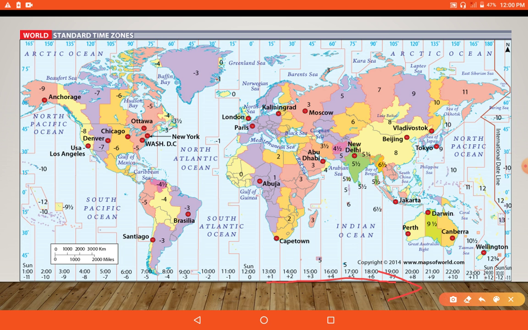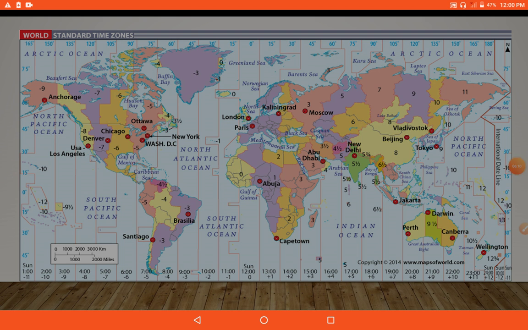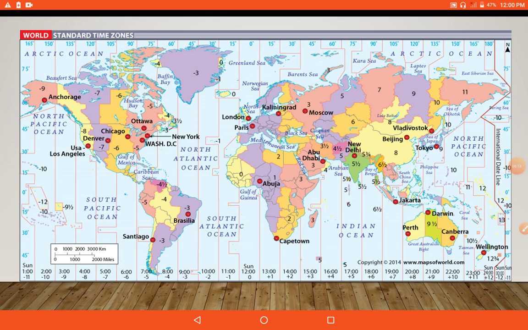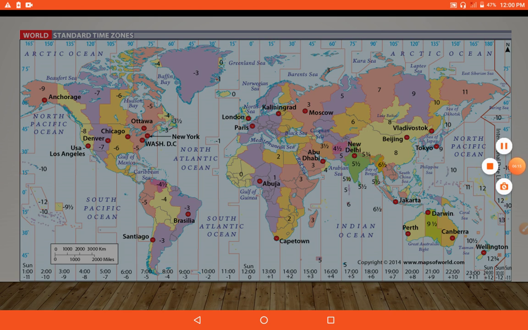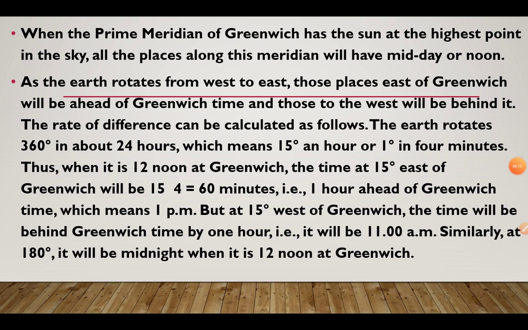Why are the numbers increasing when you move toward the eastern side, and decreasing when you move toward the western side? Just because of the rotation of the earth. As the earth rotates from west to east, those places east of Greenwich will be ahead of Greenwich time, and those of the west will be behind it. The rate of difference can be calculated as follows.